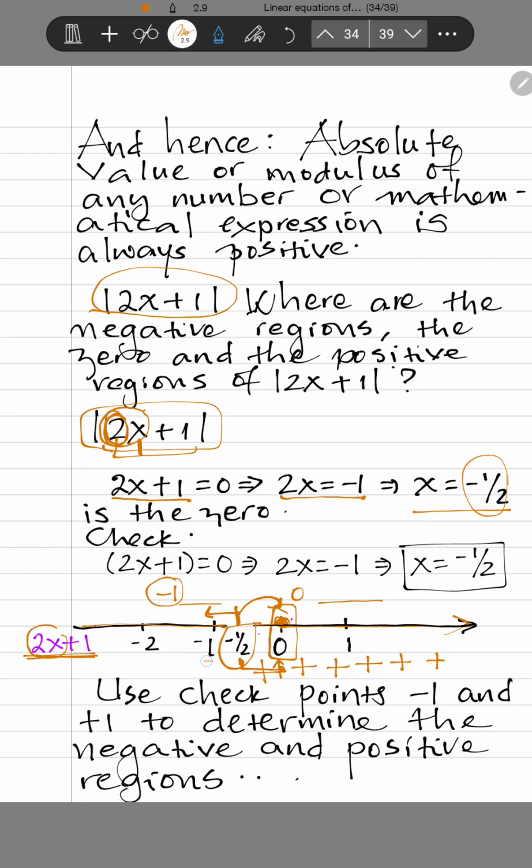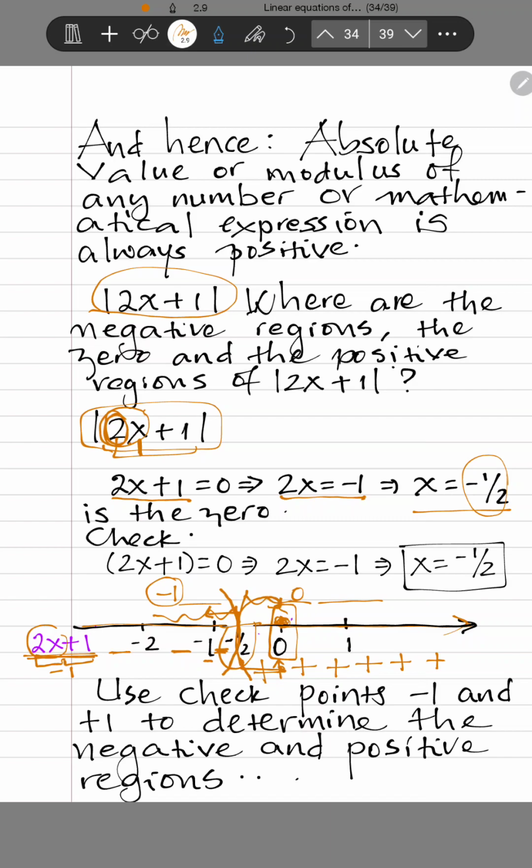What will happen on the left side? When we take minus 1 as a testing point, 2 times minus 1 is minus 2. Minus 2 plus 1 is minus 1. So on the left of minus half, it is negative. So this expression has two regions. One is left of minus half, this way. The other one is to the right of minus half, that way.